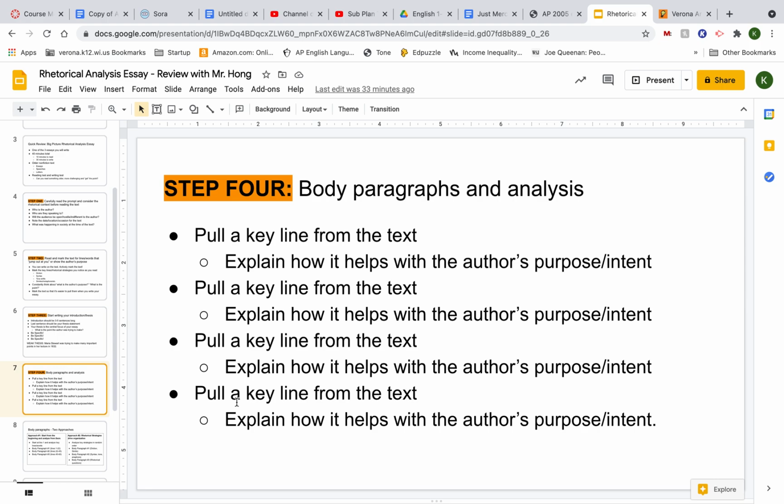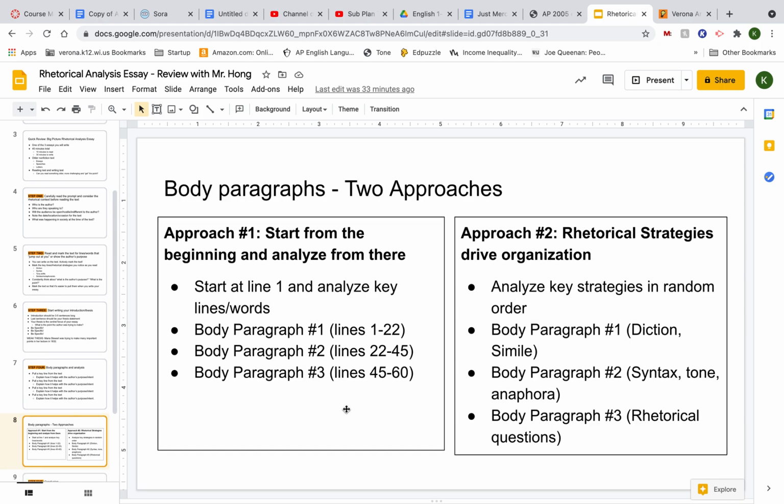So we've talked about blending quotes. We talked about not using gigantic quotes. You want to try and limit the size of your quotes that you're pulling. All right, so you're probably like, okay, how do I write the body paragraphs? What is the best approach? I think there are 2 ways of doing it.